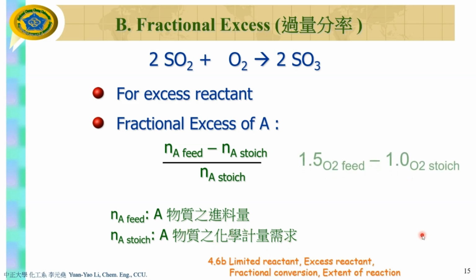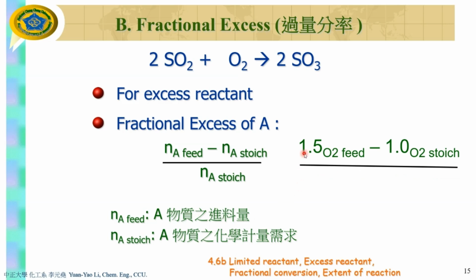So let me give you an example. If I have 1.5 moles of oxygen fed into the reactor, and in the end you only consume 1 mole of the oxygen, which is the stoichiometric amount, right? And you have 1.0 oxygen stoichiometry. So the fractional excess will be what? It will be 0.5, right? 0.5.